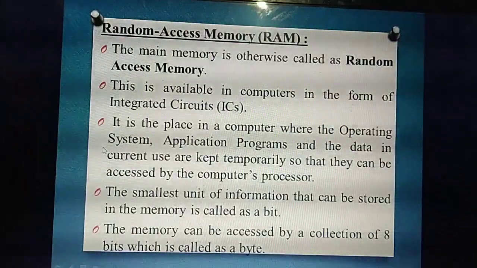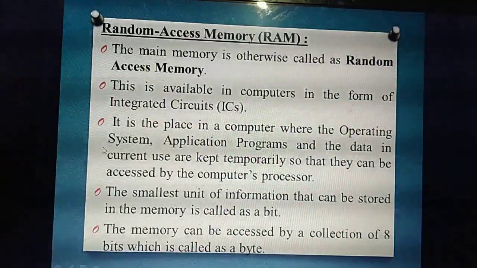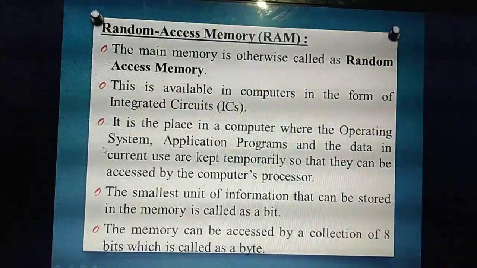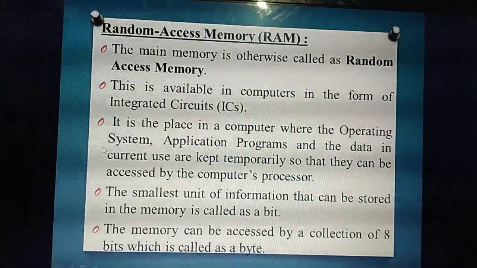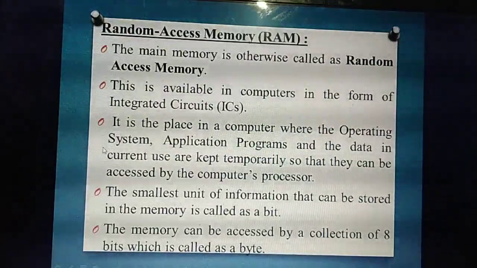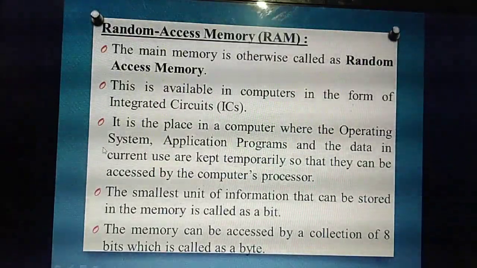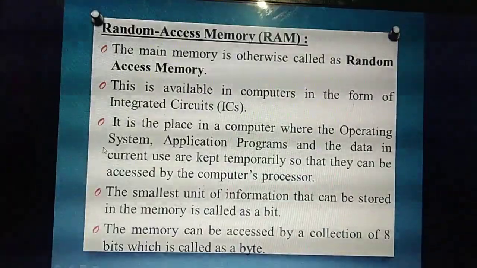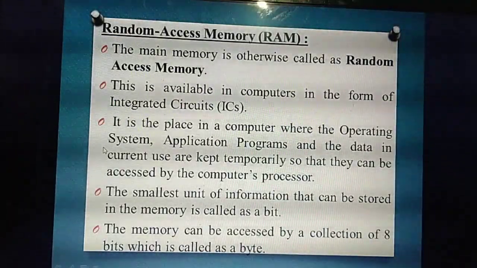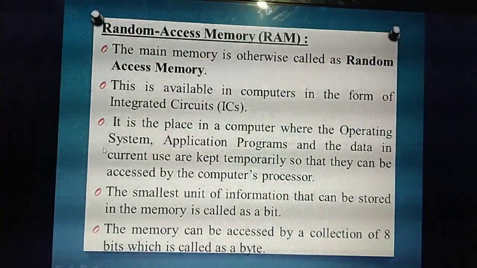Already we have studied that main memory is otherwise called which memory? Random access memory, isn't it? This memory is available in the computer in the form of an integrated circuit. What do you mean by integrated circuit? Like a chip. So the RAM is available inside the computer like a simple chip.